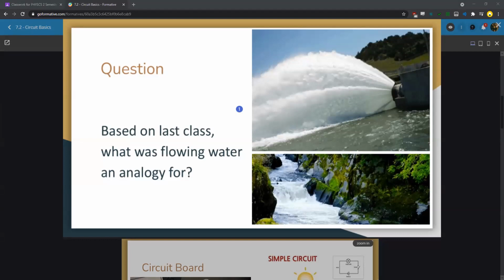So I see that most of you are good, most of you got it right. So, flowing water. Based on last class, we said that flowing water was an analogy for current electricity, basically flowing electrons in a circuit, just like how water flows through a pipe or a river or a stream, electrons are flowing through a circuit. Flowing water is the analogy for current electricity.